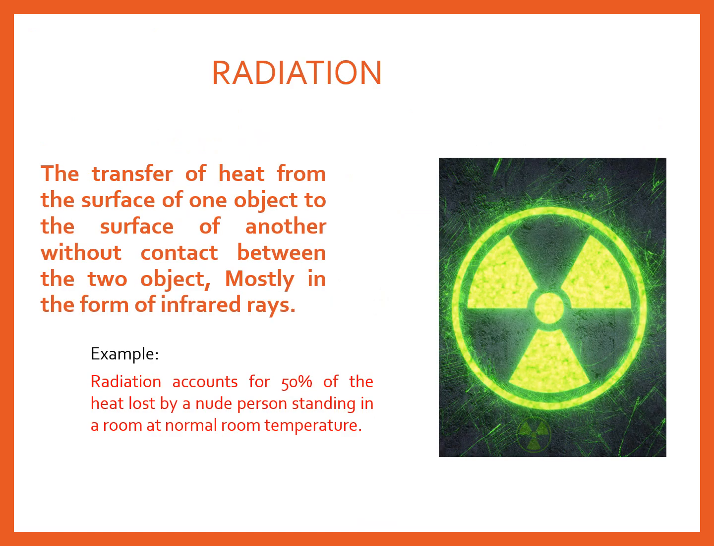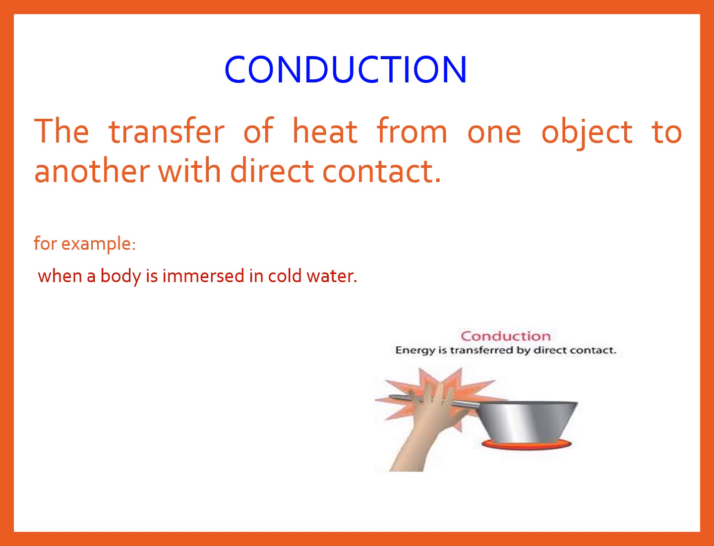So first we will talk about radiation. Radiation is the transfer of heat from the surface of one object to the surface of another without contact between the two objects, mostly in the form of infrared rays. Example, radiation accounts for 50% of the heat lost by a nude person standing in a room at a normal room temperature. Another is conduction. It is the transfer of heat from one object to another with direct contact. For example, when a body is immersed in cold water.